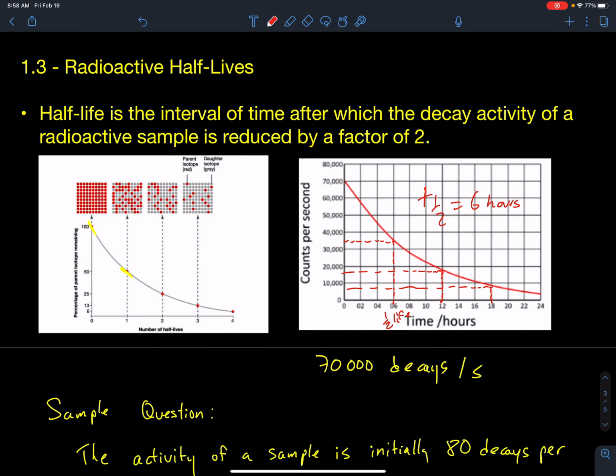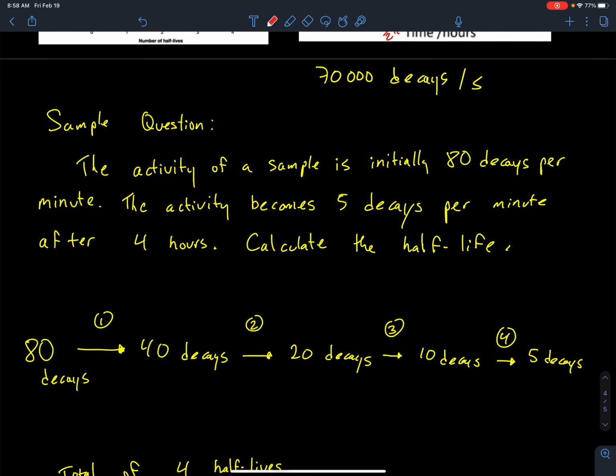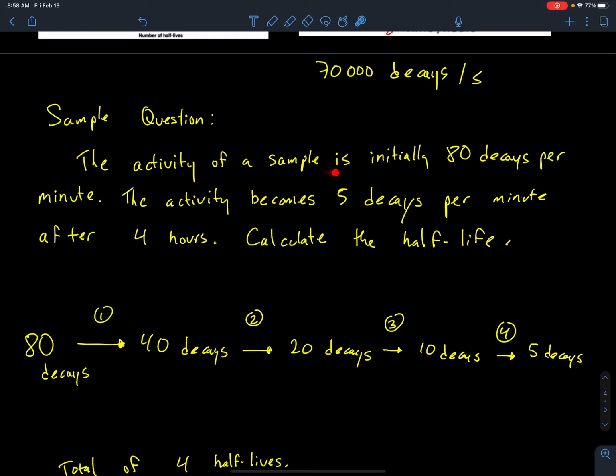Okay, so let's take a look at a sample question with half-life. The activity of a sample is initially 80 decays per minute. The activity becomes 5 decays per minute after 4 hours. Calculate the half-life. Something I did with the group that was with me on Wednesday is I showed you how to do this conceptually rather than using formulas.